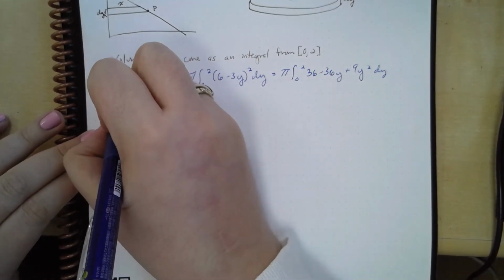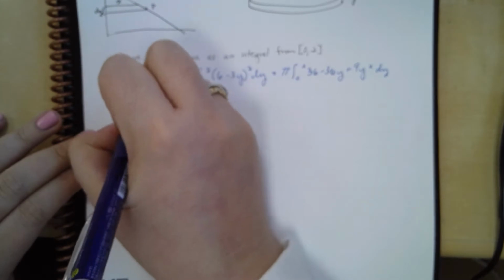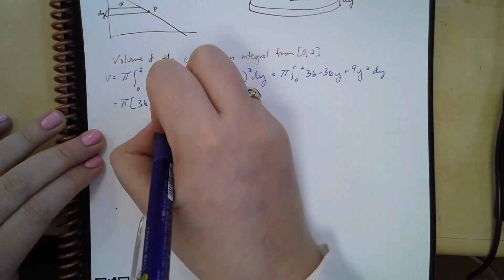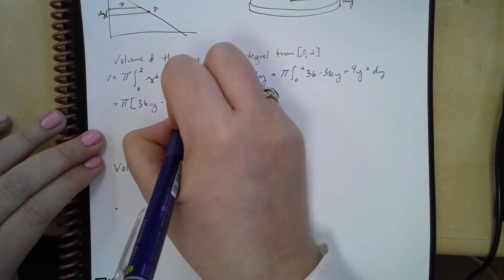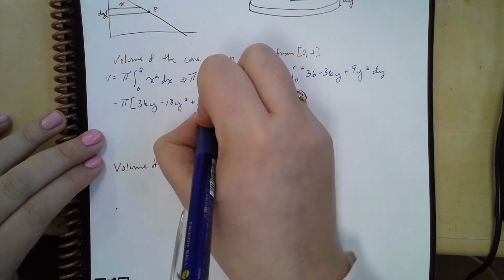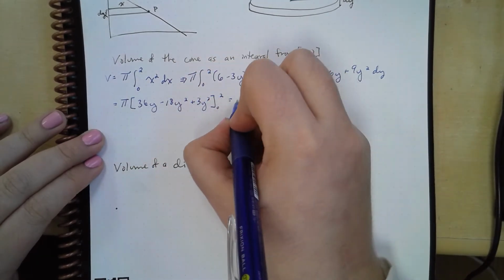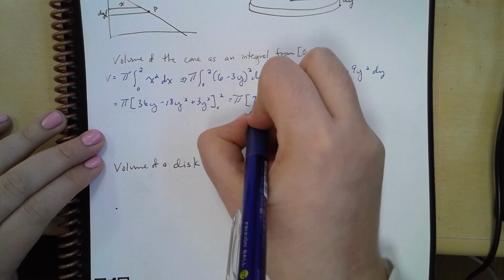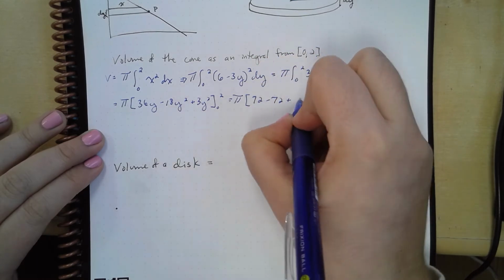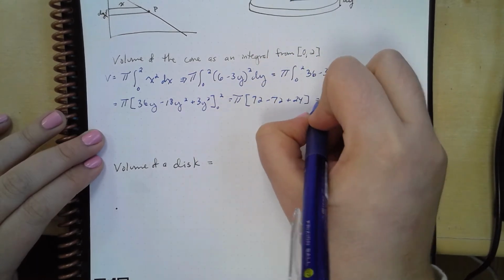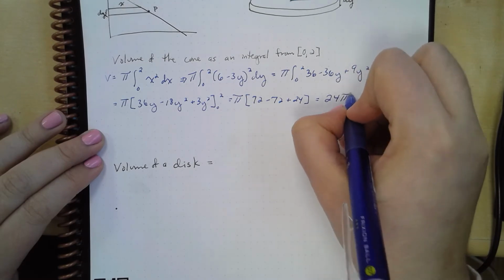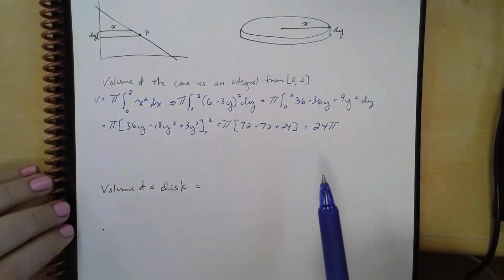And I can solve this. We've got pi times 36y minus 18y squared plus 3y cubed from 0 to 2. So you're going to have pi times 72 minus 72 plus 24. So our answer, the volume of this cone, is 24 pi.